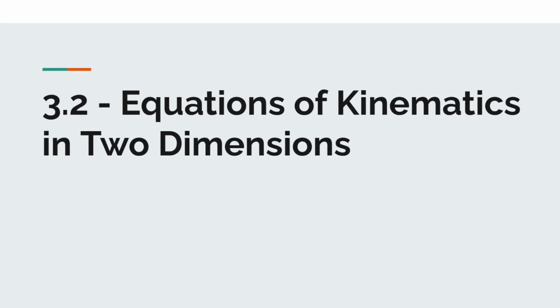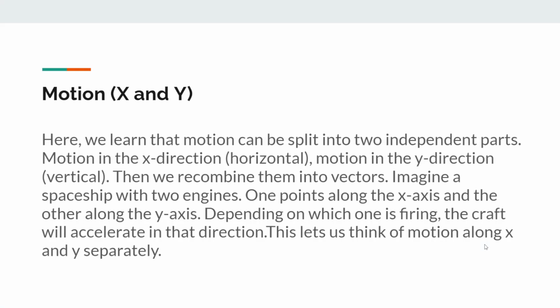Equations of kinematics in 2 dimensions. So before we dealt with the variable terms, but now we're going to deal with the actual motion. Here we learned that motion can be split into 2 parts: motion in the x direction, horizontal, and motion in the y direction, vertical. That's all we can break motion into. So think of motion as x and y separately.